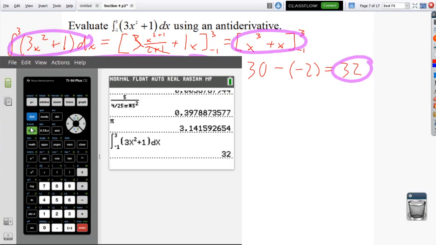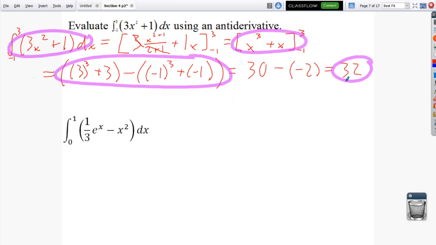So you can see, according to the calculator, at least we're in the right ballpark. I mean, it says 32 over here. We calculated 32 by hand. That sounds pretty good to me. Now let's try the second one. You might want to pause the video, maybe try it real quick.